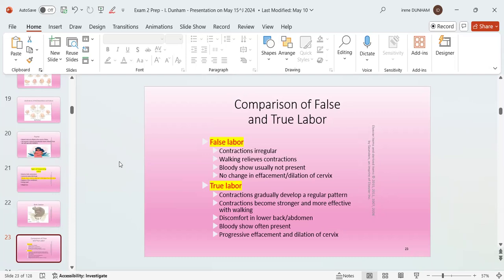She comes back in 30 minutes. I check fetal heart tones, everything is good, and I send her back out for another 30. When she comes back in, it will be a total of 1 hour. When I check her, she's now 4 centimeters, 90% effaced, and the baby's at 0 station. This lady definitely is in true labor because she progressed with her dilation and effacement of the cervix.